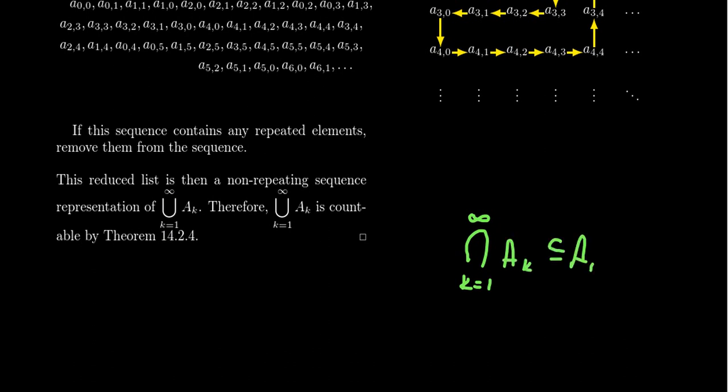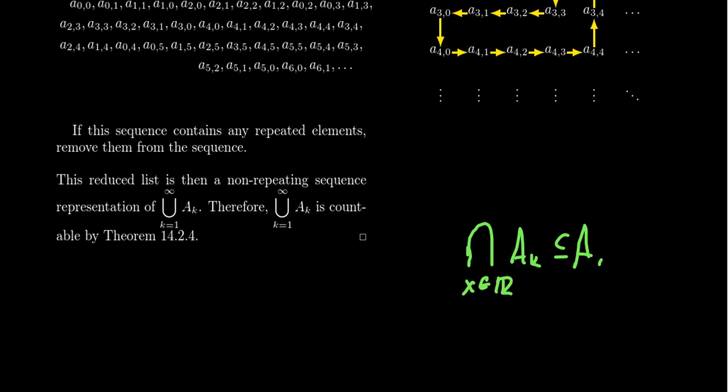With intersections, you can take any intersection you want. If you take an uncountable intersection of countable sets, this will still be countable because they all sit inside of A1, and subsets of countable sets are countable. So intersections are no problems whatsoever.